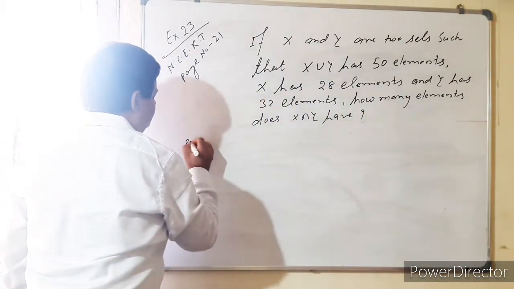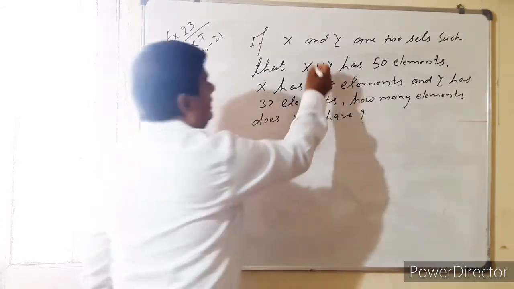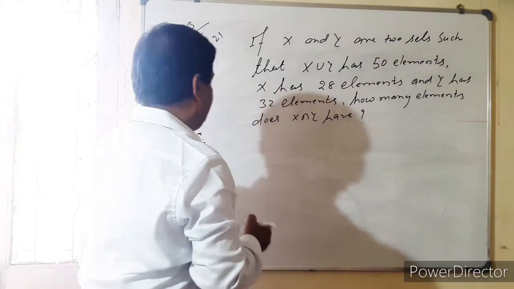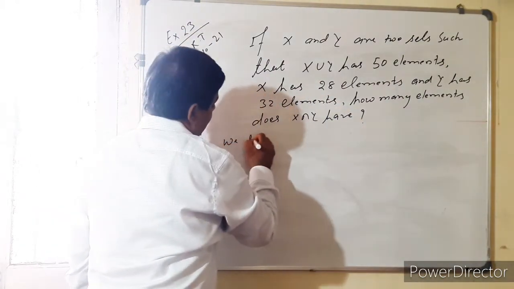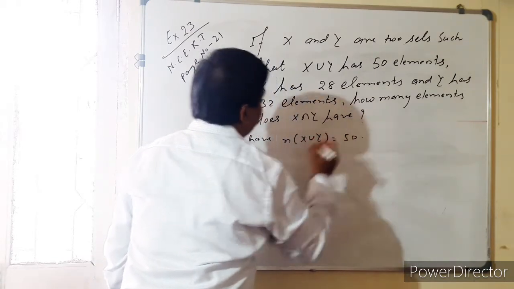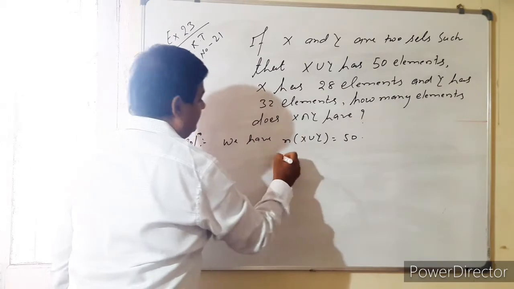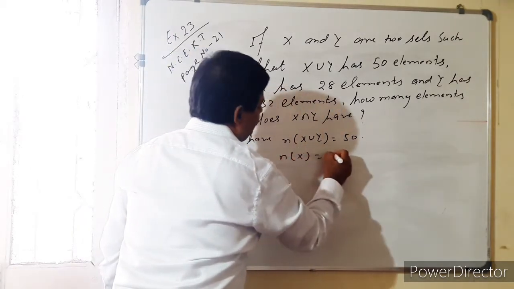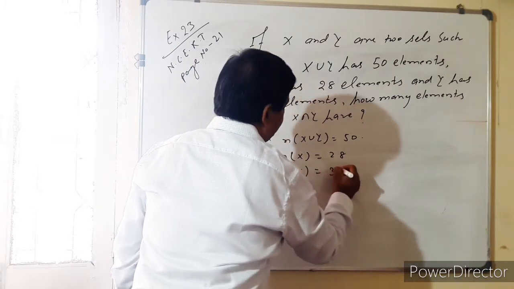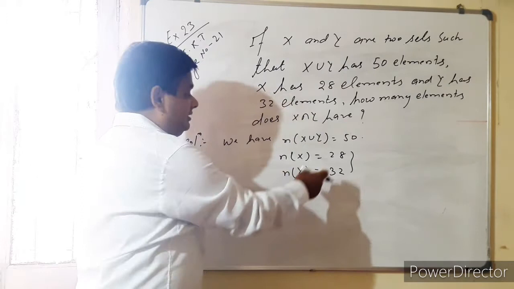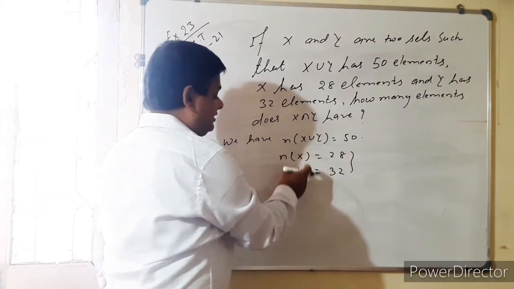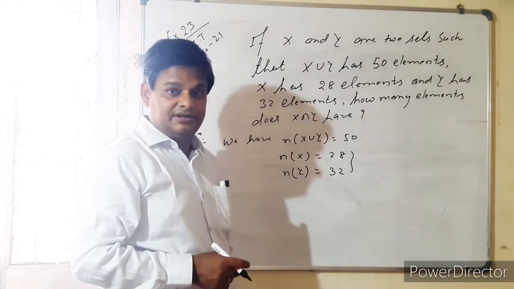So the solution here. X and Y are two sets such that X union Y has 50 elements. It means n(X union Y) is equal to 50. X has 28 elements, so n(X) is equal to 28, and n(Y) is equal to 32. See here, when you add 32 plus 28, it is equal to 60. It means X and Y are not disjoint sets.